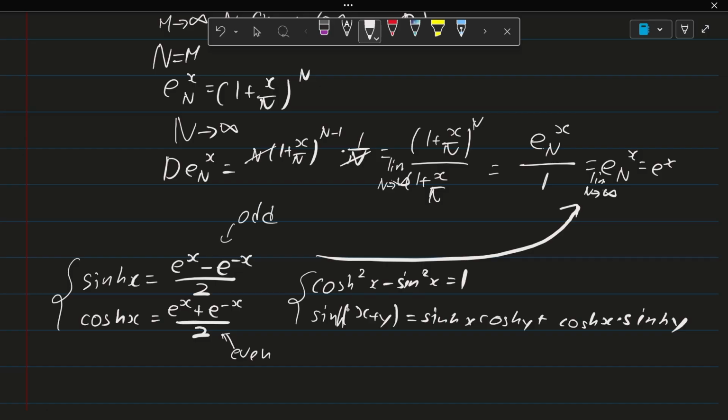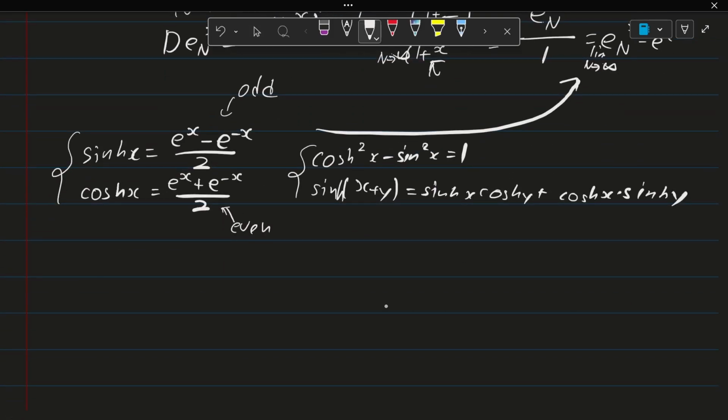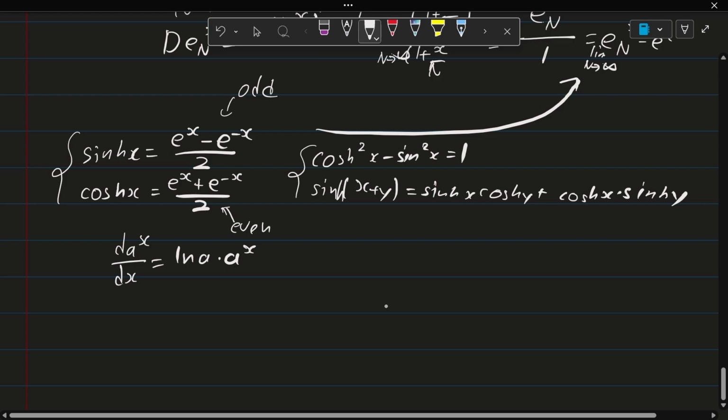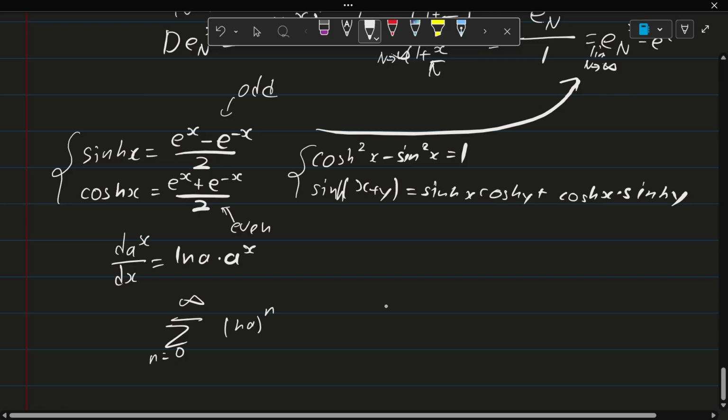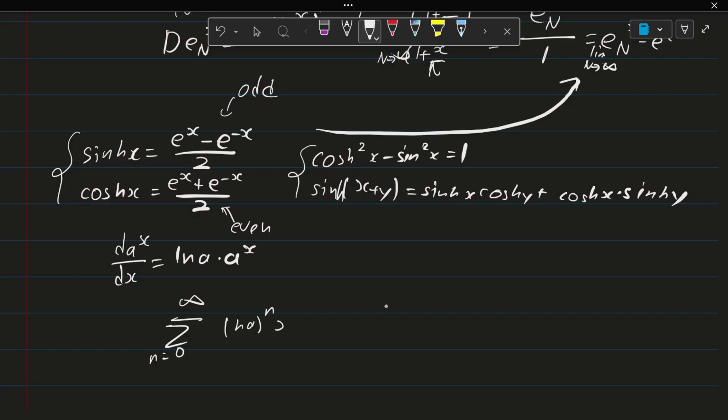So let's now jump towards the definition of a to the power of x. Last time we did d of a to the power of x over dx is natural log of a times a to the power of x. And if you take the Taylor series itself, you would also get the sum from 0 to infinity of natural log of a to the power of n, x to the power of n over n factorial. But this can also be written as x natural log of a, everything to the power of n, over n factorial, the sum of when n goes from 0 to infinity.